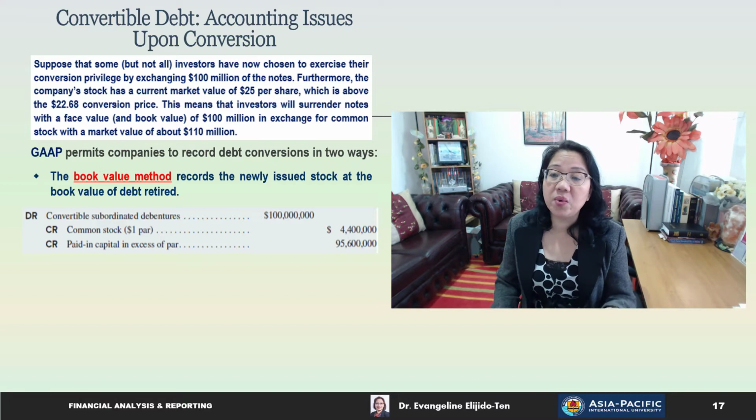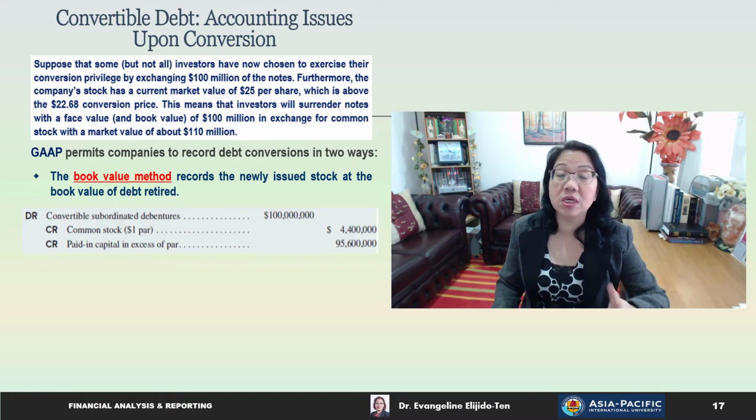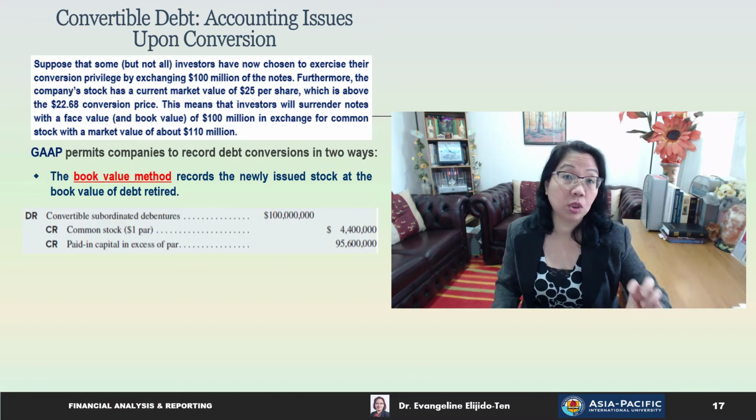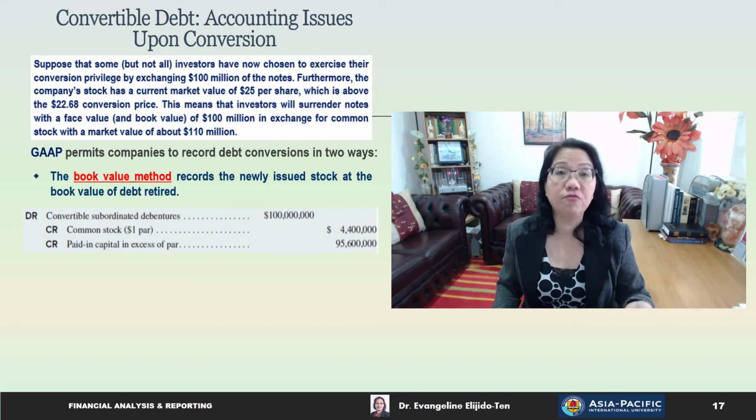$4,400,000. Remember that each $1,000 note can be exchanged for 44 shares. All right, so 1,000 divided by 22.68 is 44 shares. Now that only $100 million worth of notes are converted to stocks, this will actually be tantamount to 4,400,000 shares.